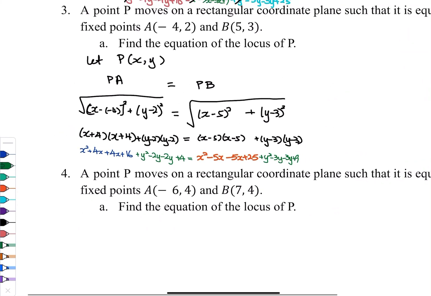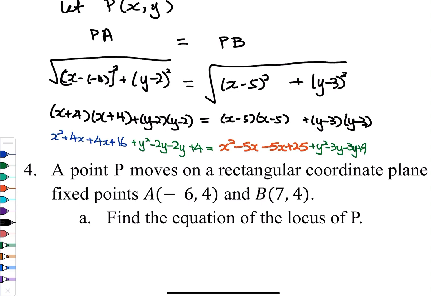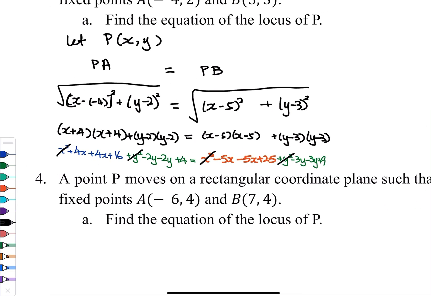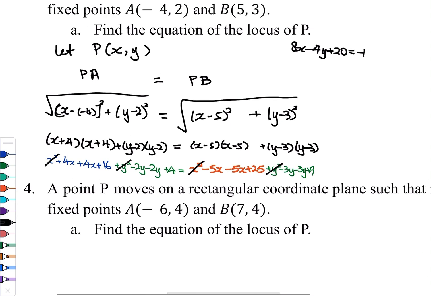And then is there anything on both sides? Both sides have the x squared, so you cancel that out. Both sides have y squared, cancel that out. And then simplify a little bit, 4 plus 4, you have 8x. And then negative 2 minus 2, negative 4y, 16 plus 4, 20. And then this side you have negative 10x minus 6y plus 34.